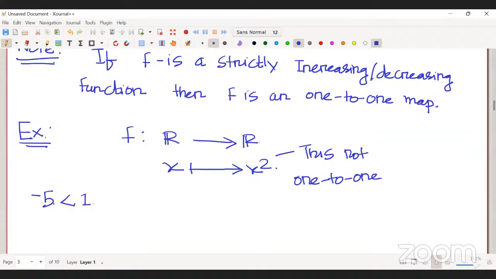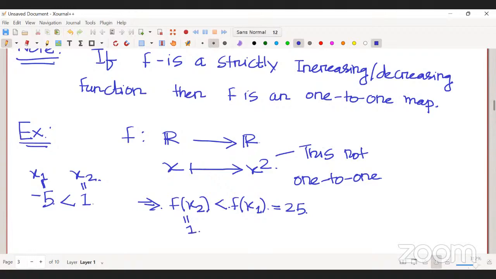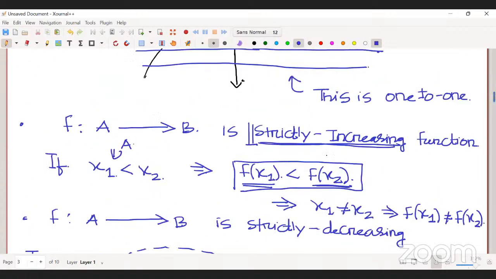-5 is less than 1, right? Yes, sir. So -5 is x1, and this is x2. Then if I take f of x1, what is f of x1? 25. Okay, 25. That means it is less than f of x2, which is 1, right? So from here I can say that this function is not strictly increasing, right? Yes, sir.